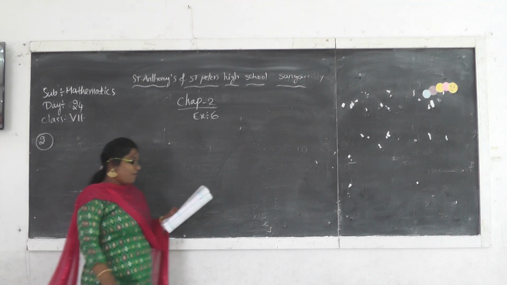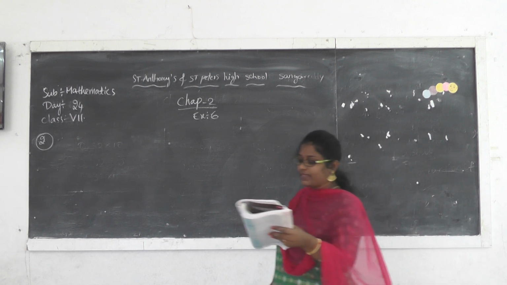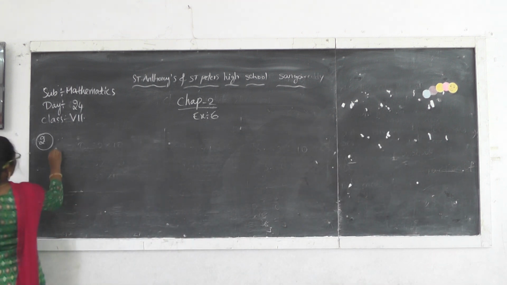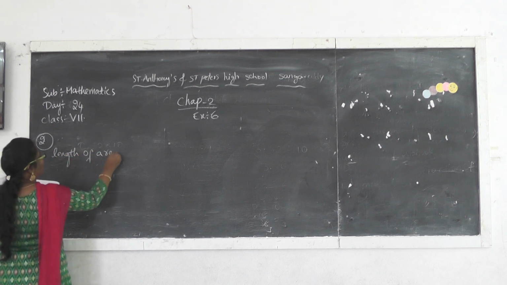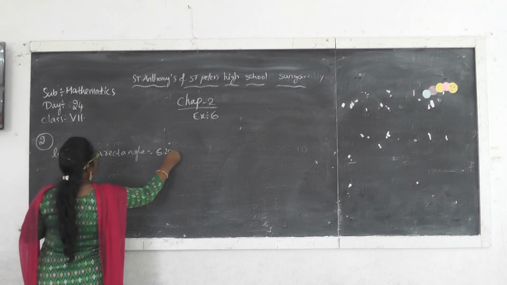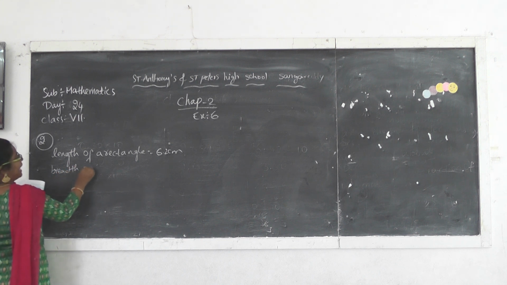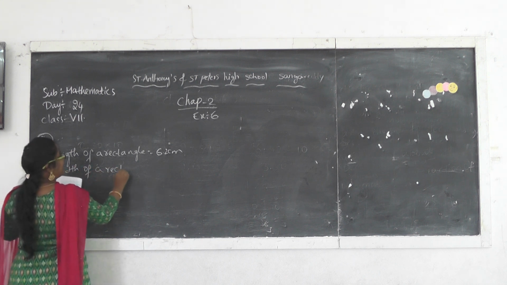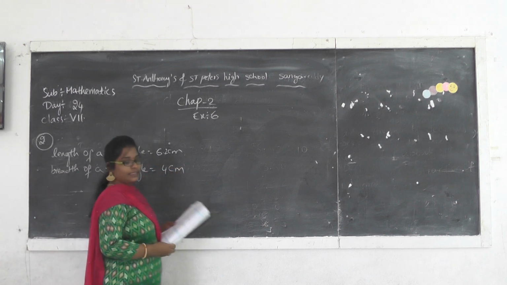Second problem. Find the area of the rectangle whose length is 6.2 centimeters and breadth is 4 centimeters. Now look here. Length of a rectangle equal to 6.2 centimeters. Next, what is given? Breadth of a rectangle equal to 4 centimeters.